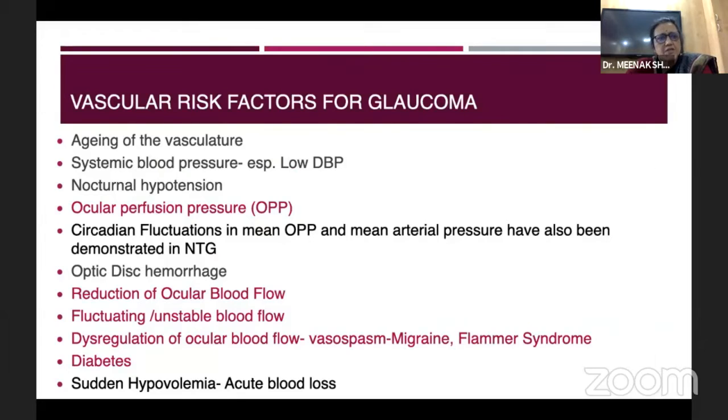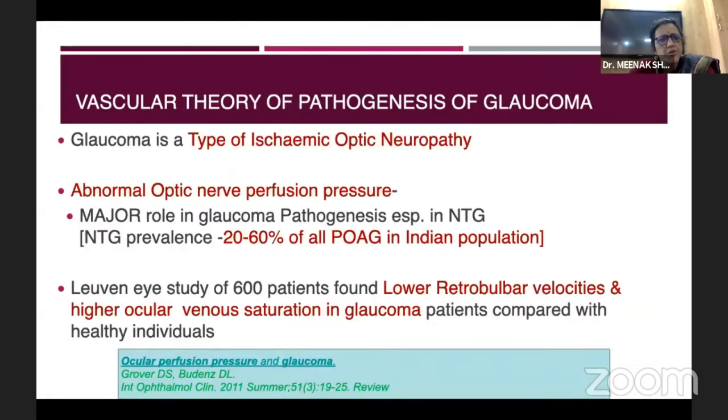There are many vascular risk factors, apart from the systemic ones which Dr. Sunil has already discussed. There is the aging of the vasculature. There is the ocular perfusion pressure, which he had alluded to. Also, there is a reduction of ocular blood flow, and fluctuating and unstable blood flow. Also dysregulation of ocular blood flow, which may occur in patients with vasospasm, either because of migraine or the recently introduced Flammer syndrome, and also due to certain hypovolemia.